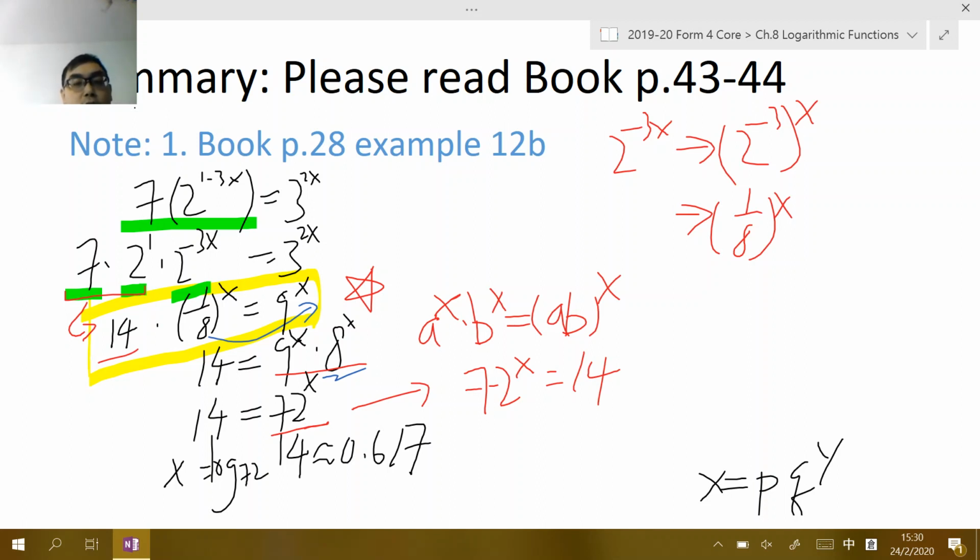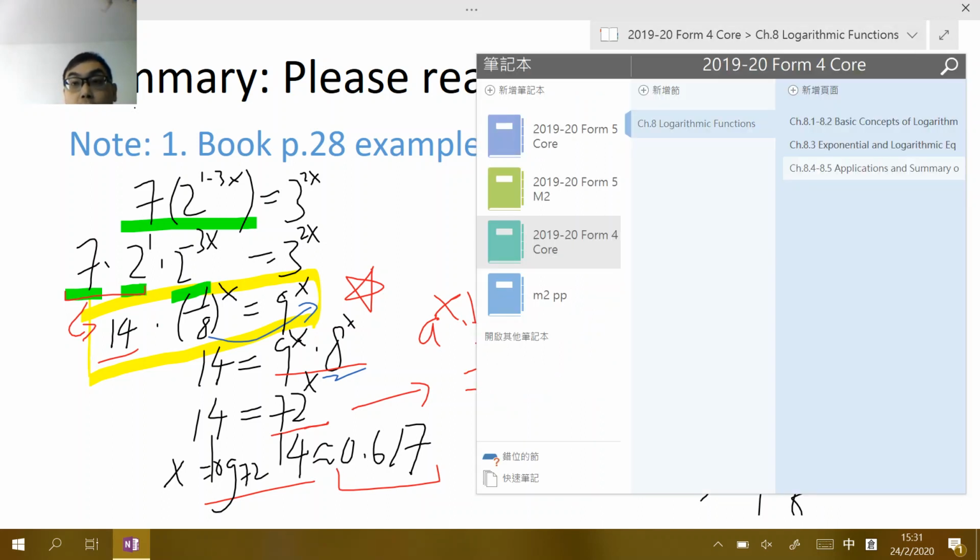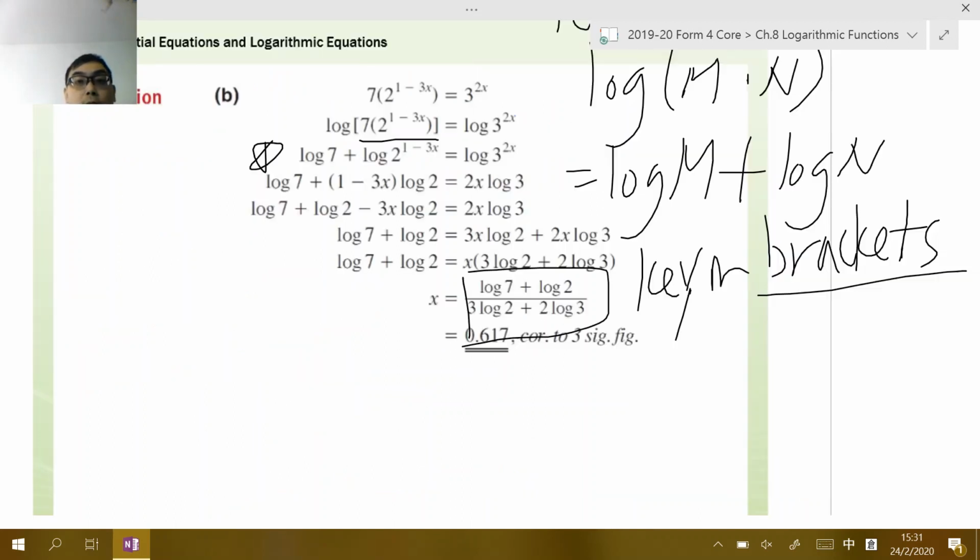Then because this term is very easy, you can use the definition directly to make it log base 72 of 14. Because 72 to the power x equals 14 is the basic representation of the log. If I apply the definition of log here, you can see the answer becomes very simple. After you press the calculator, you can see the answer should be the same as what you see in Chapter 8.3, this example. So you can compare.